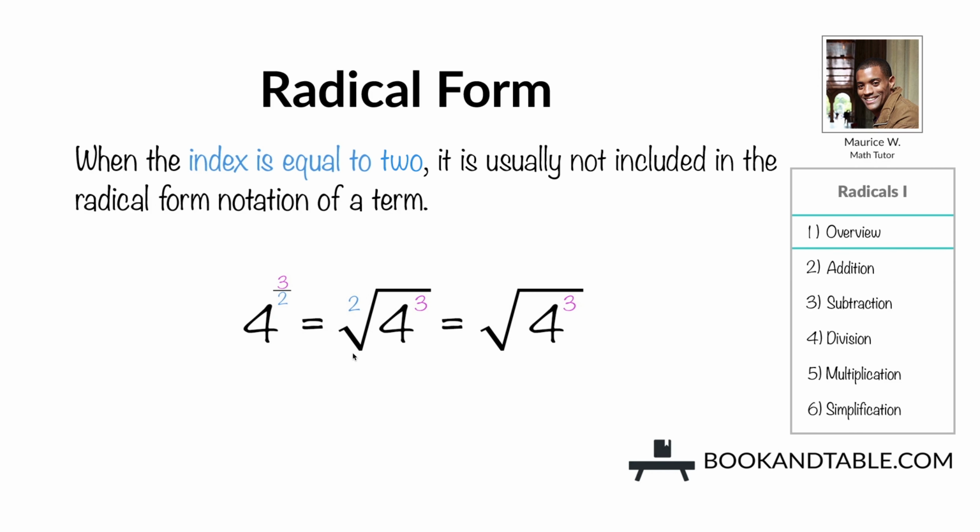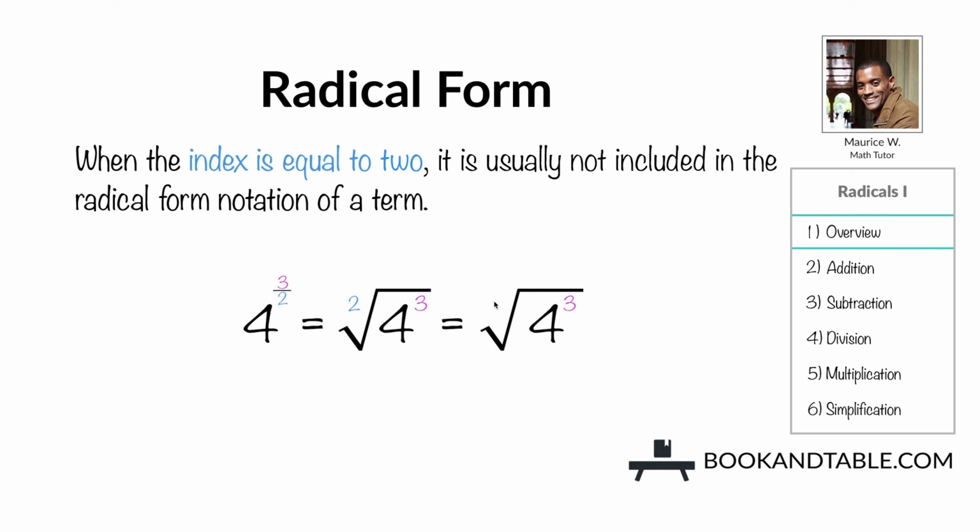When the index is equal to 2, it is usually not included in the radical form notation of a term. So if we have 4 to 3 halves, this would be equal to 4 cubed, 4 to a power of 3, to the root of 2. This is called the square root. So these two terms would be equivalent. It would be the same as not writing the 2. So when you are given this as the term, in exponential form, it is 4 to the 3 divided by 2.